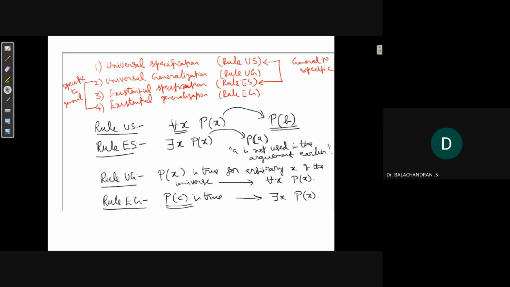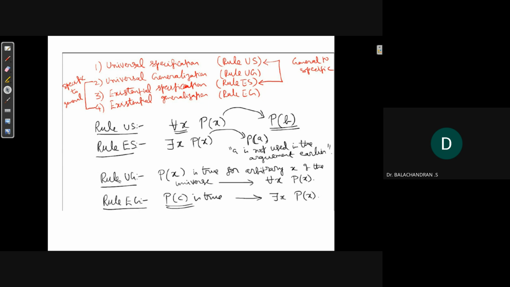And then rule ES. There exists an x, P of x. So P of x is true for some x. Then you can write P of a, but on condition that a is not used in the argument earlier.